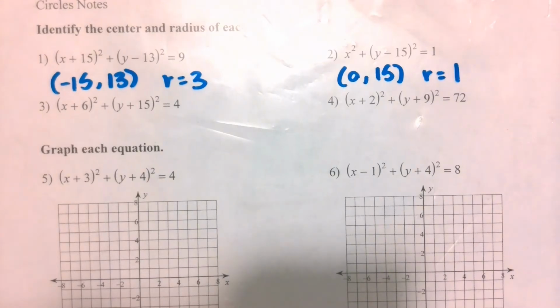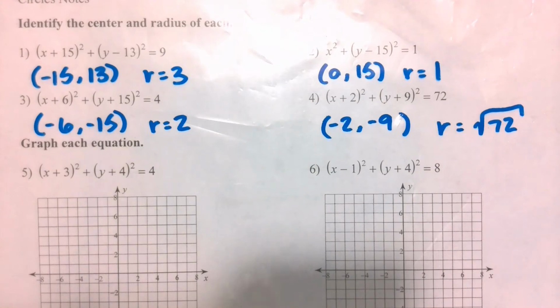Okay, go ahead and pause the video, try 3 and 4 on your own. So for number 3, you should get a center at negative 6, negative 15, and a radius of 2. On number 4, you should get a center of negative 2, negative 9, and then a radius of radical 72.